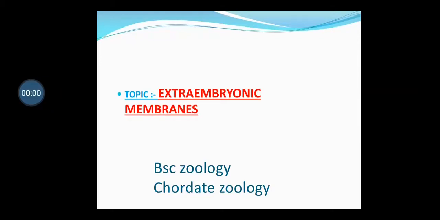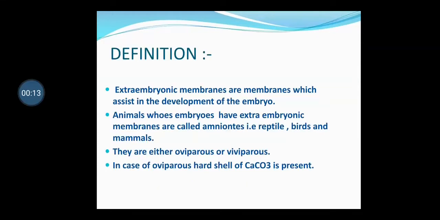Extraembryonic membranes are the membranes that are present in the vertebrate developing embryo, and their basic function is to protect the developing embryo. So these are the membranes which help in the development of the embryo. The animals whose embryos have extraembryonic membranes are called amniotes.